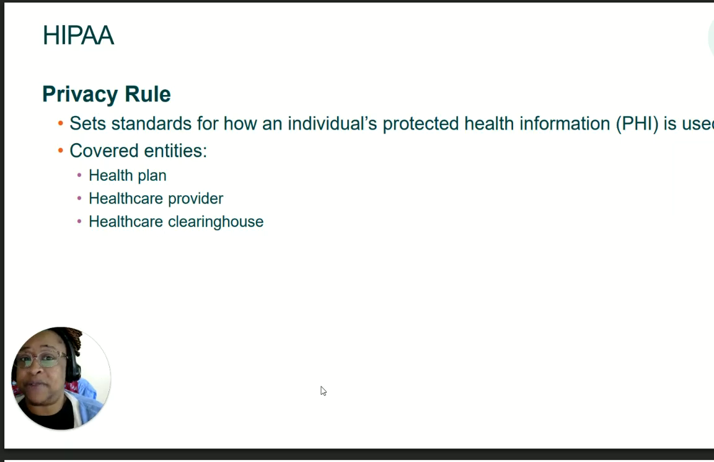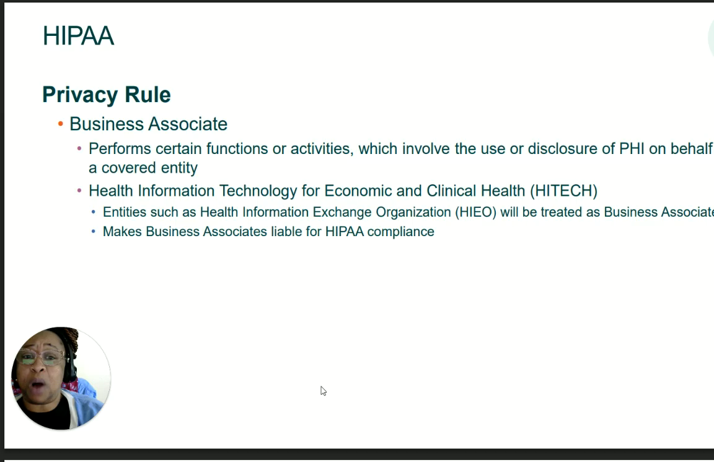Now, let's talk about privacy rules. This set the standard for how an individual's protected health information, which stands for PHI, is used. As part of HIPAA, the covered entities were health plans, health providers, and also healthcare clearinghouses. The privacy rule also covered business associates, which perform certain functions or activities that involve the use or disclosure of PHI on behalf of a covered entity.